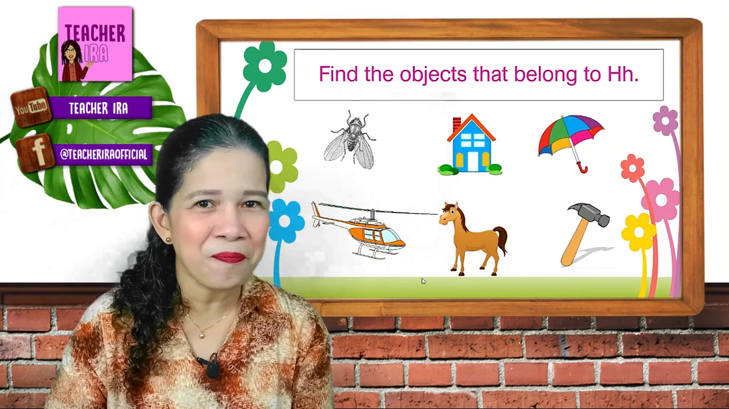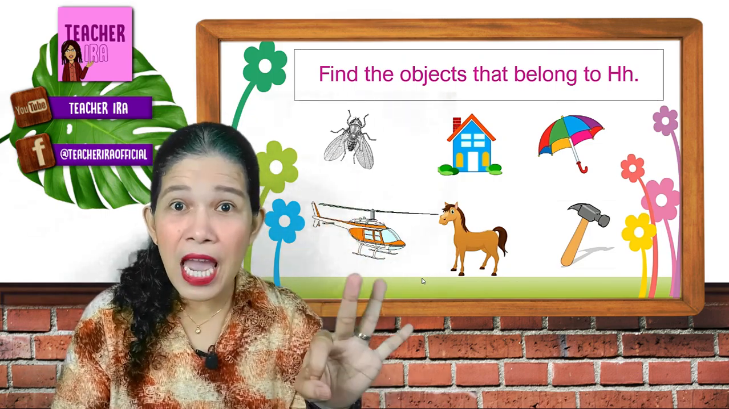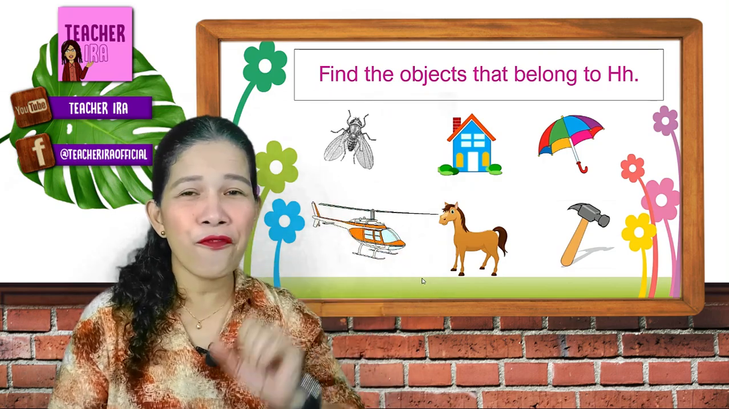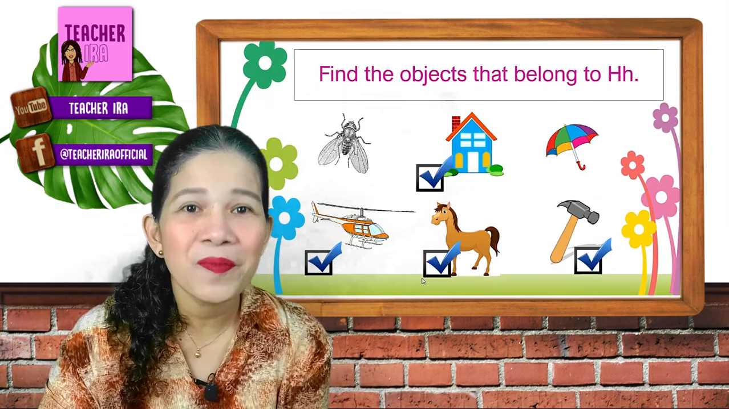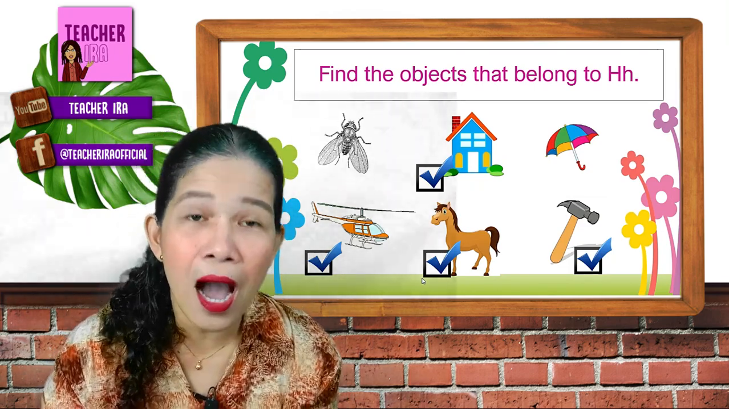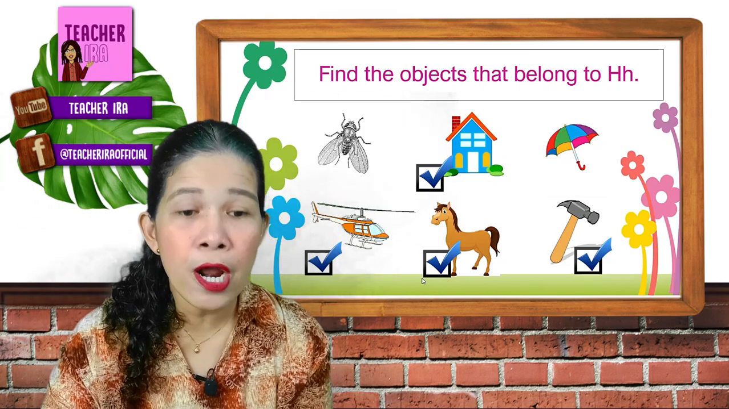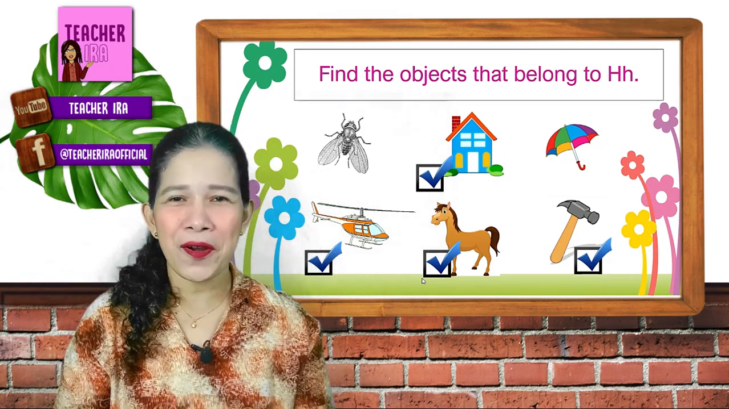Are you ready? Okay. 1, 2, 3, 4, and 5. Let me see if you found them. Did you get them right? Great, children. So the house, helicopter, horse, and hammer all begin with letter H.